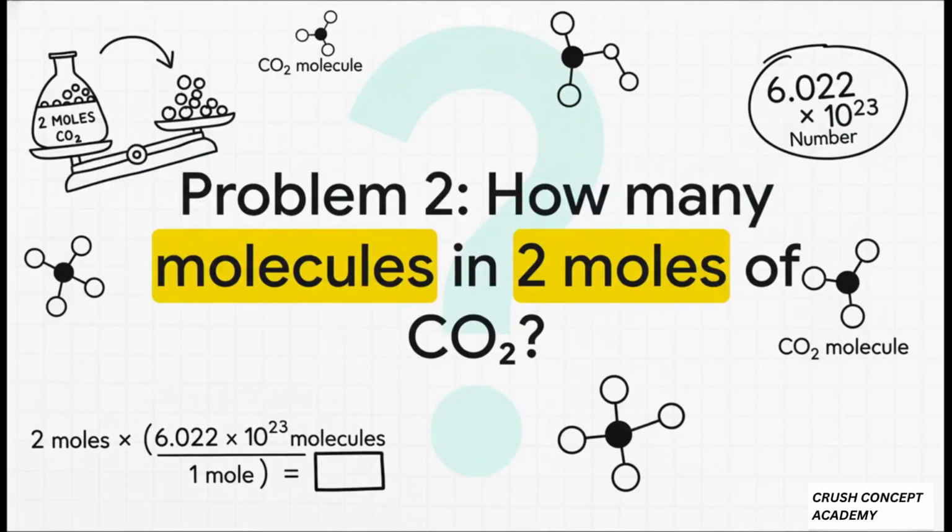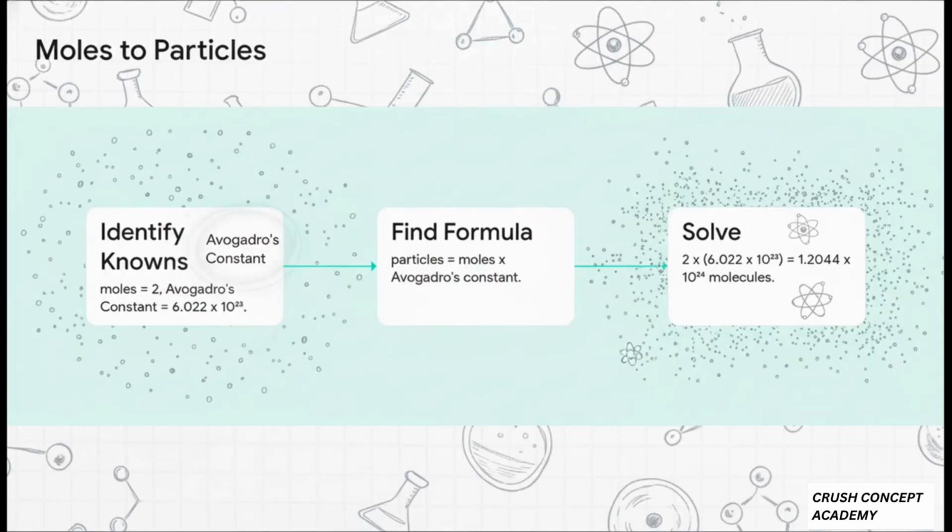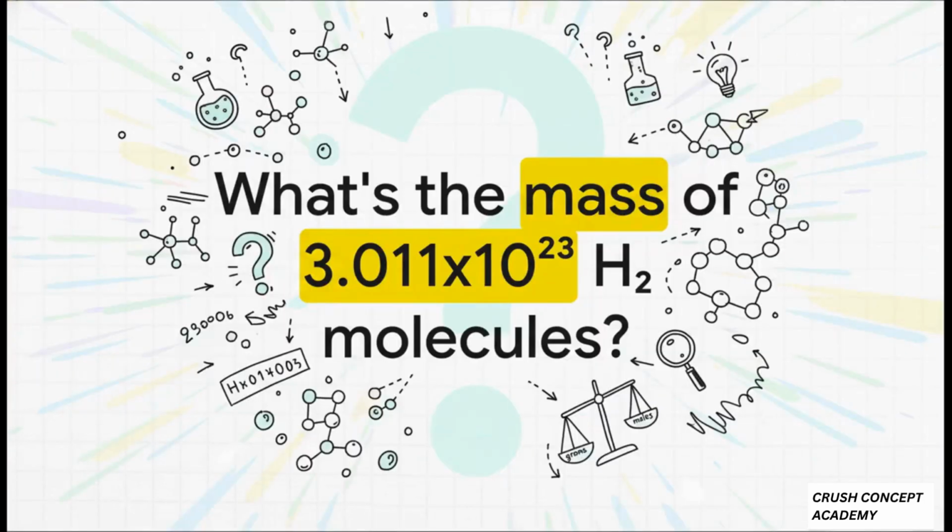Let's try another. This time, we're going to start with moles, and we want to find the actual number of molecules. So we've got 2 moles of carbon dioxide. How many individual CO2 molecules is that? For this one, we need to bring back our big number, Avogadro's constant. Just remember, a mole is just a count. So if we have 2 moles, we just multiply that by the number of particles in 1 mole. That's 2 times 6.022 times 10 to the 23rd, which gives us an incredible 1.2 times 10 to the 24th molecules. Whoa!